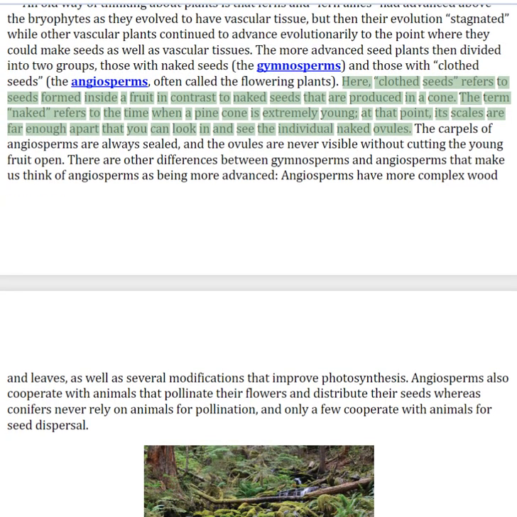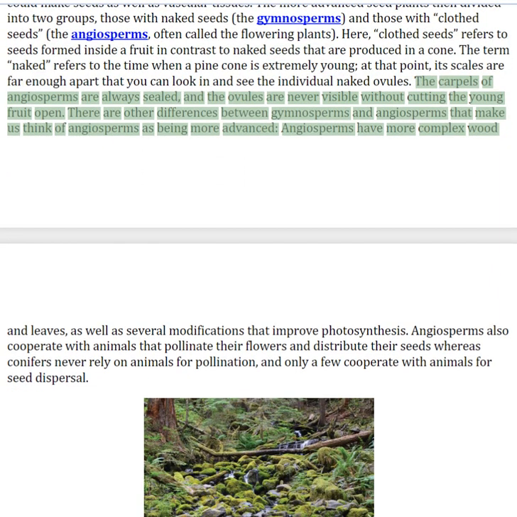Here, clothed seeds refers to seeds formed inside a fruit in contrast to naked seeds that are produced in a cone. The term naked refers to the time when a pine cone is extremely young. At that point, its scales are far enough apart that you can look in and see the individual naked ovules. The carpels of angiosperms are always sealed, and the ovules are never visible without cutting the young fruit open.